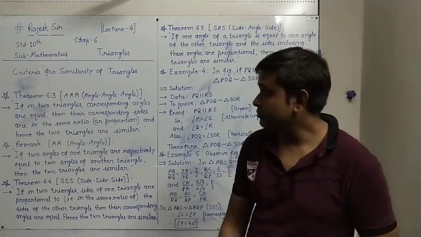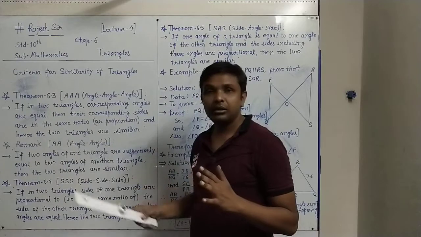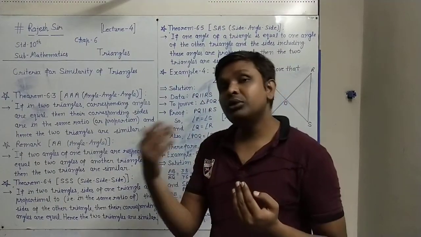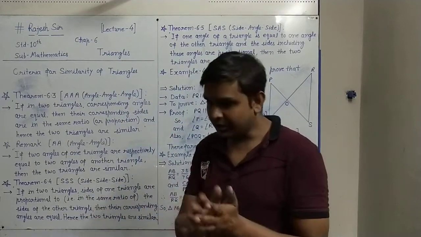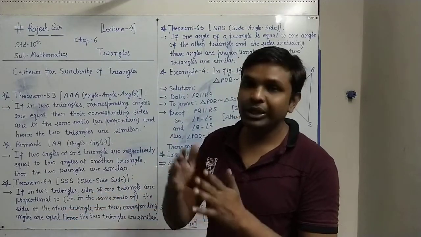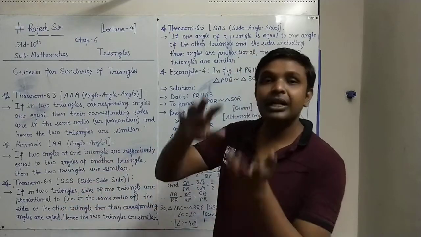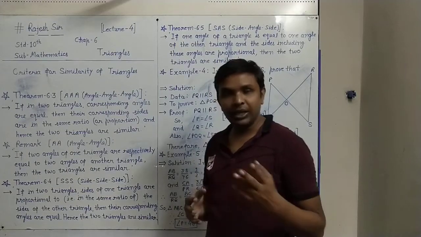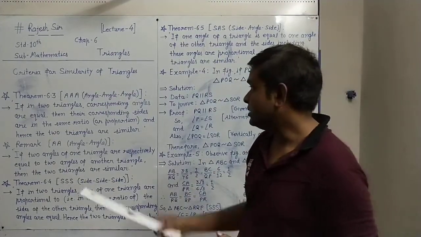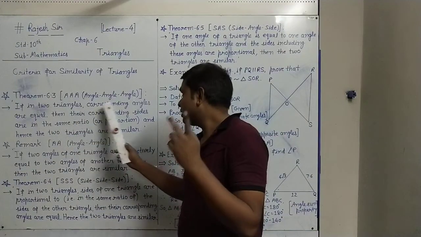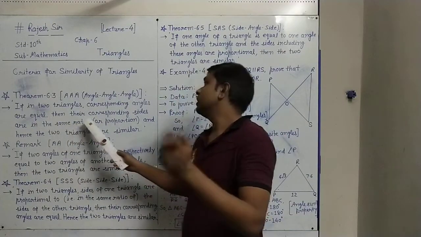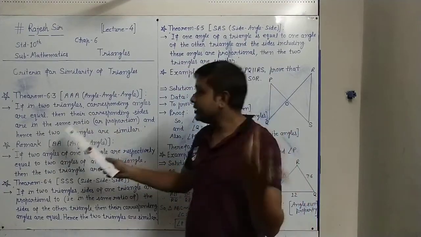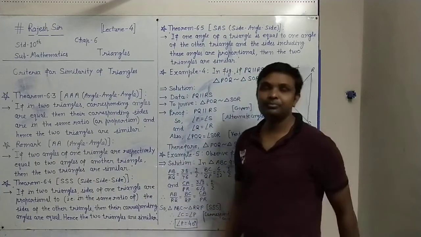Once again, understand: if 3 corresponding angles are equal, only that we have to see. And what about the sides? They will be in proportion automatically. And if this happens, you know that the two triangles are called similar triangles. So if in two triangles corresponding angles are equal, then the corresponding sides are in the same ratio or in proportion, and hence the two triangles are similar.